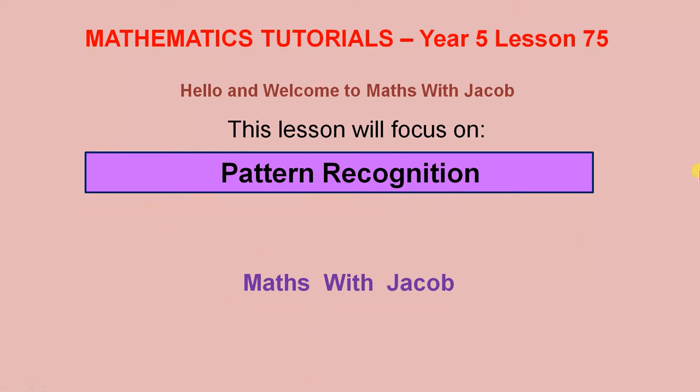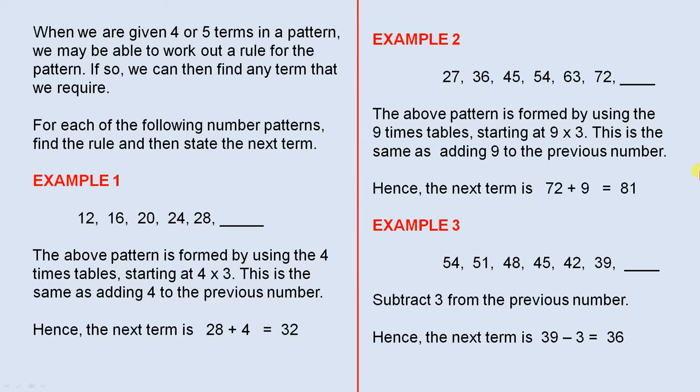This lesson will focus on pattern recognition. When we are given 4 or 5 terms in a pattern, we may be able to work out a rule for the pattern. If so, we can then find any term that we require. For each of the following number patterns, find the rule and then state the next term.